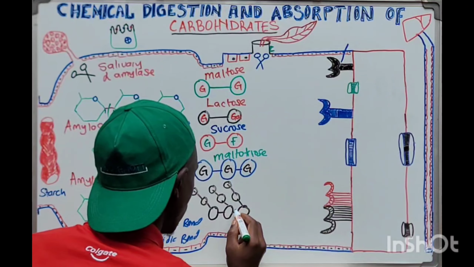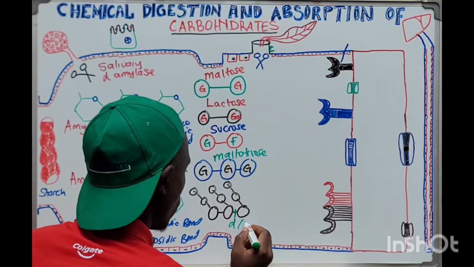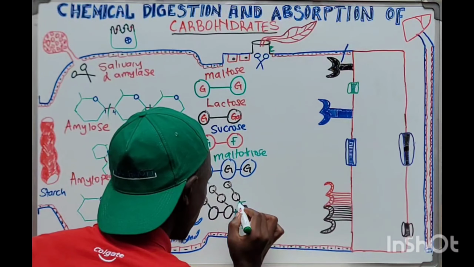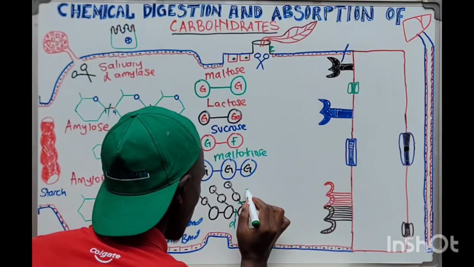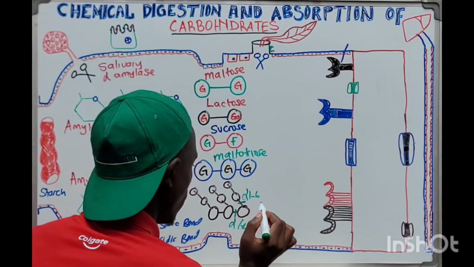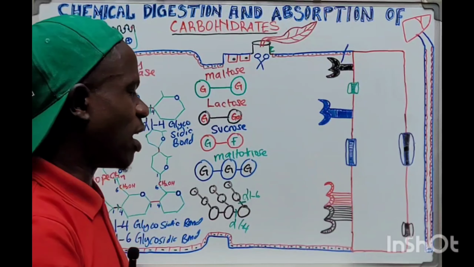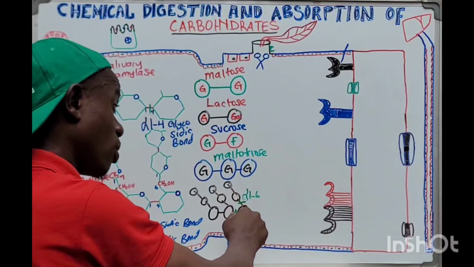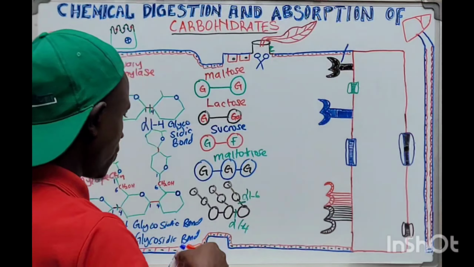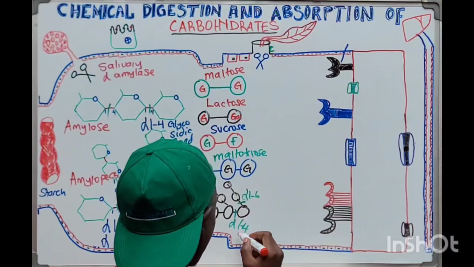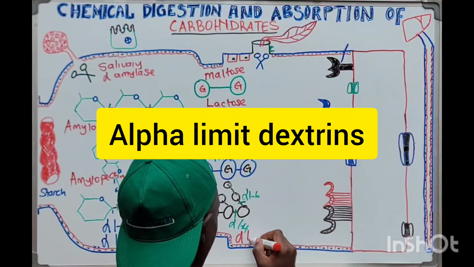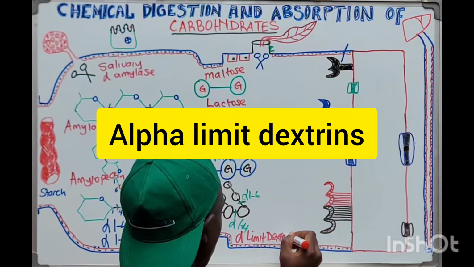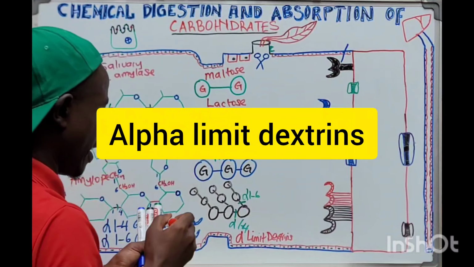This one here is going to be what we call the alpha 1 to 4 glycosidic bond, but this one here is very much special. This one here is what we call the alpha 1 to 6 glycosidic bond. Now, this kind of oligosaccharide, which is going to be having these two bonds, you know how this one is called? This one here is what we call alpha limit dextrins. Okay, what we call alpha limit dextrins.